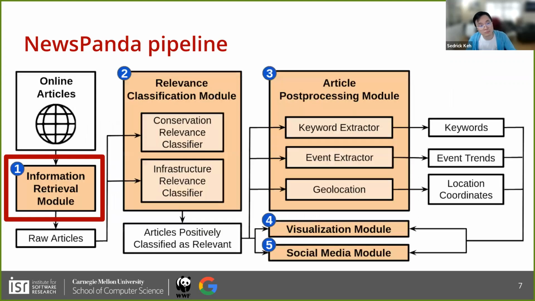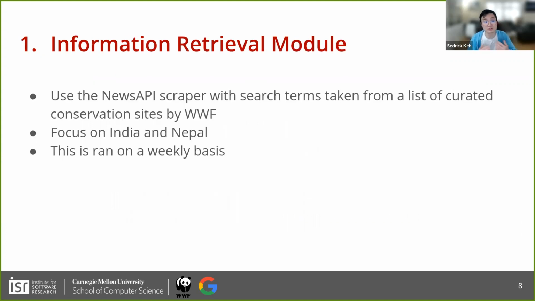Now, going back to the pipeline, the first step in the pipeline is information retrieval. This means selecting the articles every week. Now, this is quite straightforward. We use the News API scraper, and to search for the articles, we use the names of the conservation sites. These names are taken from a curated list provided by WWF. As mentioned earlier, we focus mainly on India and Nepal, and we run this on a weekly basis.